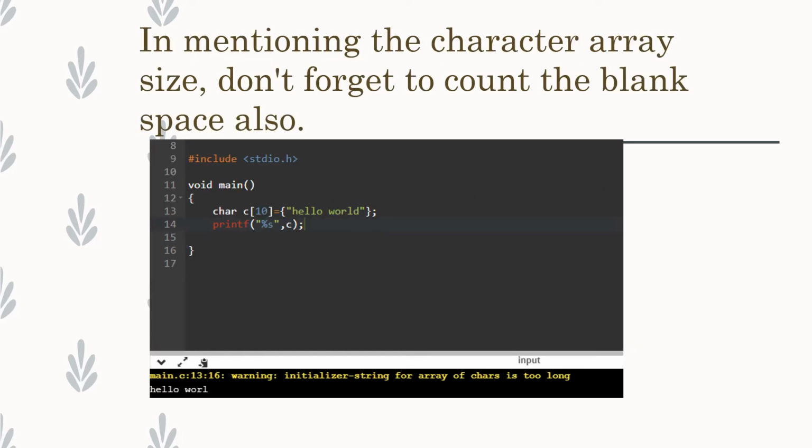Let us see that. If I'm having here character C[10] hello world, then on printing this statement, I will get only hello space WORL. You can see here D is missing because on counting this blank space, my letter size turns into 11. That's why D is missing here, because my array size is only 10 here. You can see a warning also, initializer string for array of character is too long, because size is 10 and the length of this string is 11 including the blank space. So don't forget ever to count the blank space also. That is the main thing in which you have to deal with the string functions.